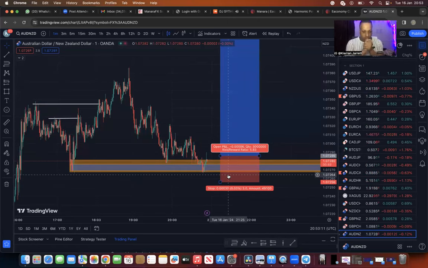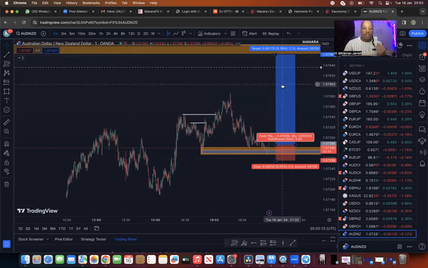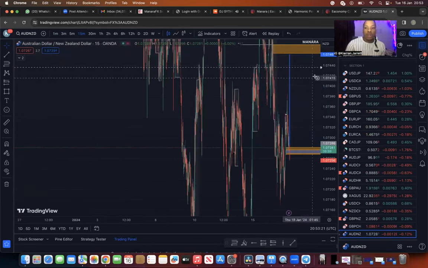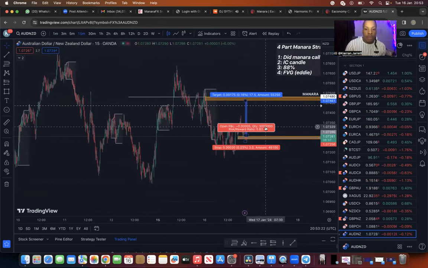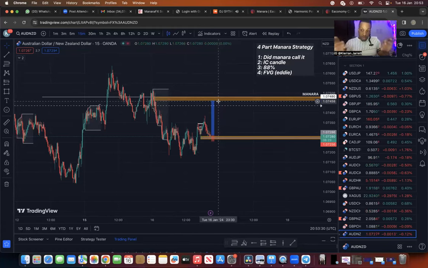Okay. So we've discussed the Manara entry. We've discussed why we are looking for the sell. We have discussed why we are looking where we are in the buy. And now we're going to wait to see what happens when price hits this area. Once it hits the area and it sells, we're going to wait for the breaker structure, wait for the fair value gap, and then we're going to take it.